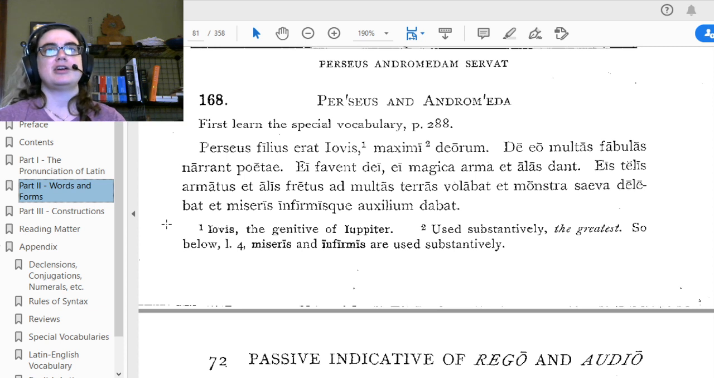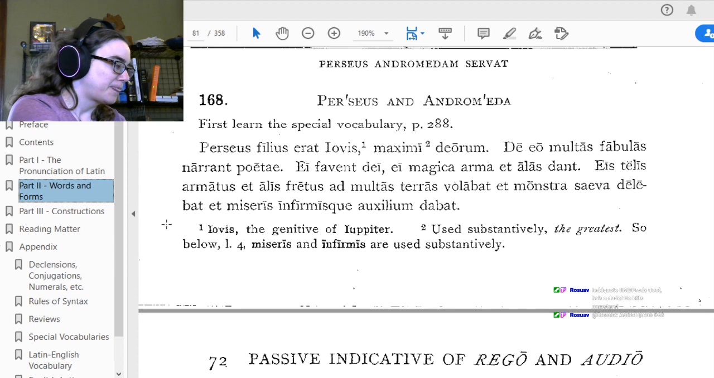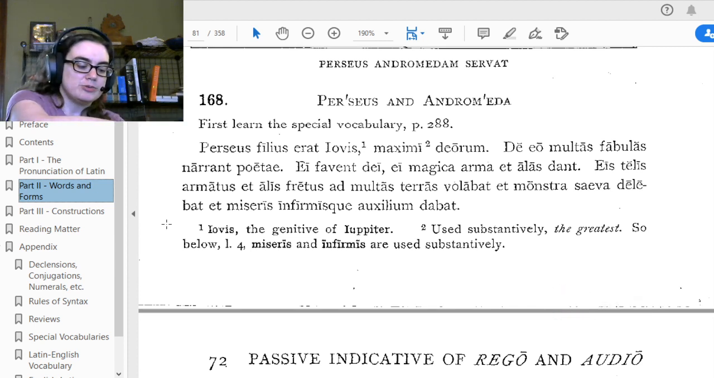All right, the gods favor him. So favent, from the verb faveo. So this is present. So again, even though it should be in the past, the gods favored him, we're in the historical present. We're in the fiction present. So for vividness, they use the present tense instead of the imperfect.